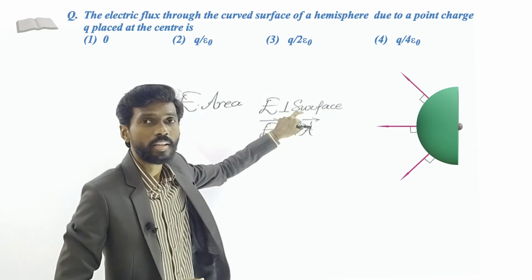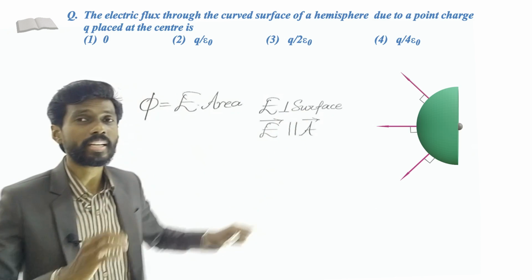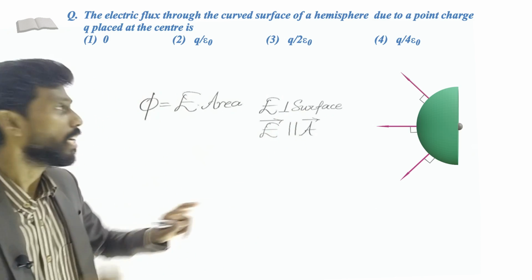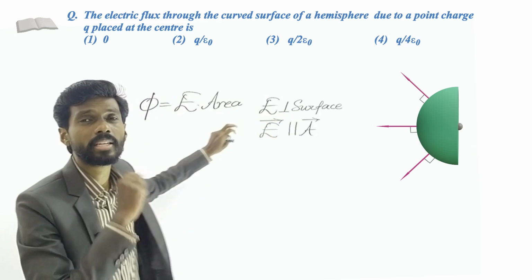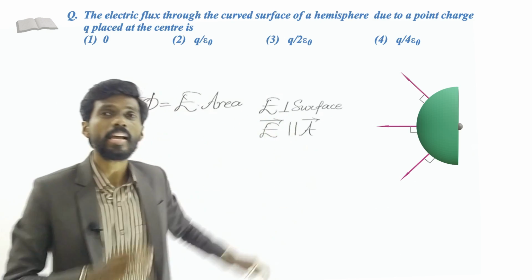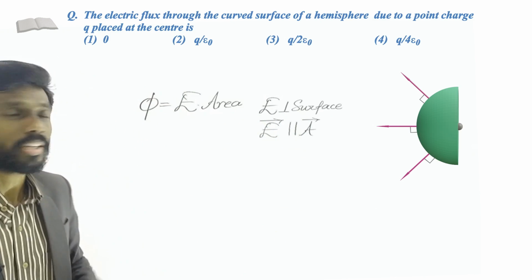When you say surface, that is not the area vector. The area vector is already normal to the surface, right? The surface is perpendicular to the electric field lines, or the area vector is parallel to the electric field lines. So both are the same.